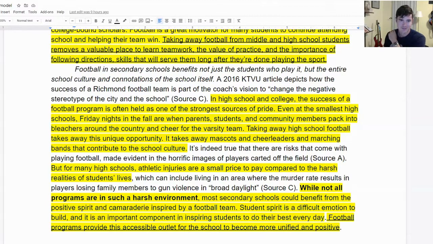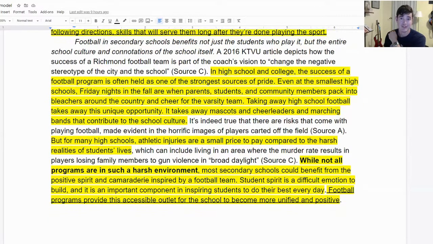Source A. So I reference that image. There's no quote I can provide because the image had no quote. But for many high schools, athletic injuries are a small price to pay compared to the harsh realities of students' lives, which can include living in an area where the murder rates result in players losing family members to gun violence in, quote, broad daylight, as cited in source C.